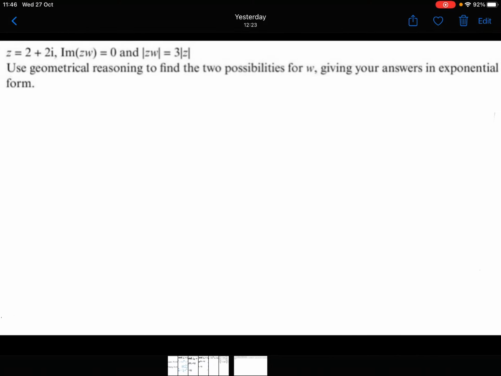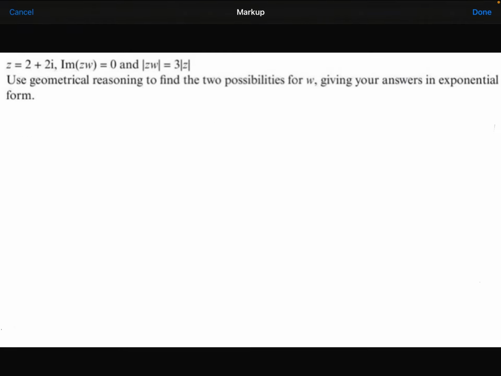Final example for this video, a slightly more complicated one, or certainly written in a slightly different way. We are told that z is equal to 2 plus 2i. I am told that the imaginary part of zw is 0. I am also told that the modulus of zw is going to be equal to 3 times the modulus of z. I am told to use geometrical reasoning to find two possibilities for the complex number w, giving my answers in exponential form.